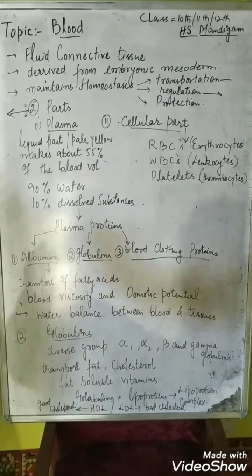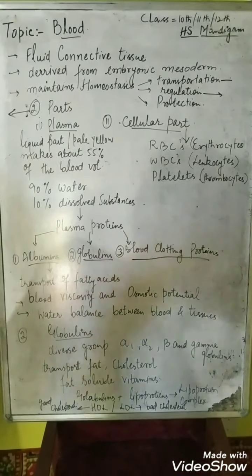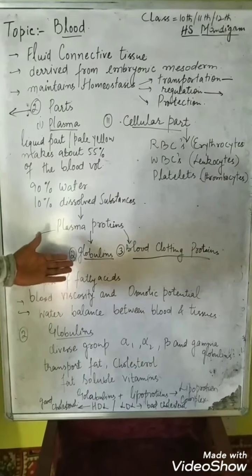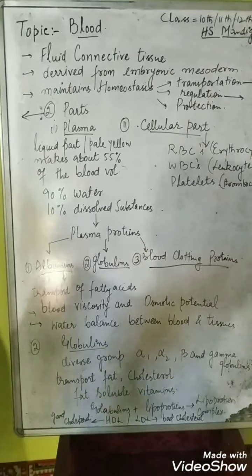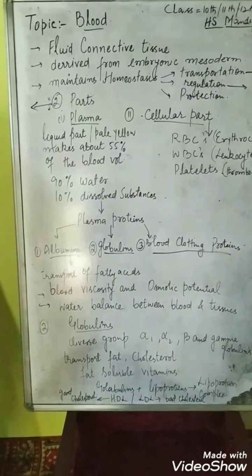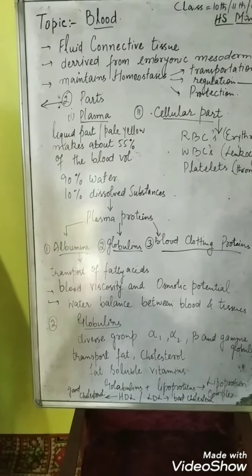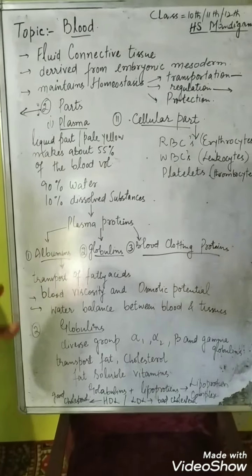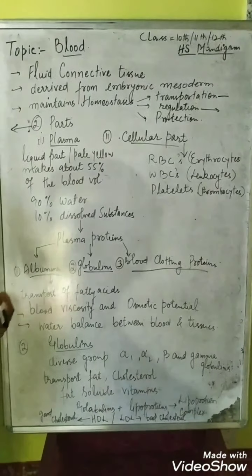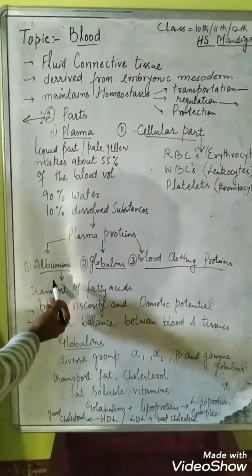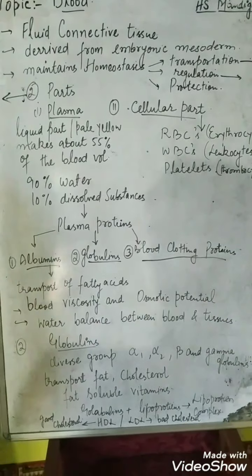Now, all these plasma proteins are manufactured in the liver, except one plasma protein, that is the gamma globulin. That is a type of globulin that is manufactured by the plasma cells, which are the cells of the immune system.